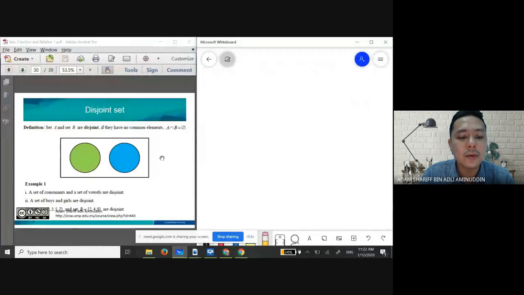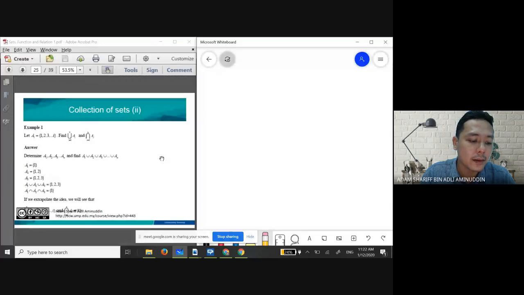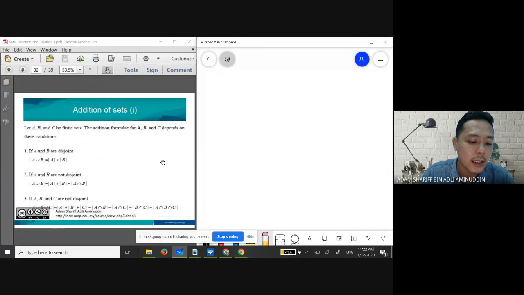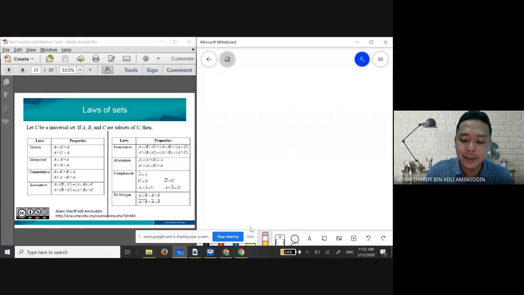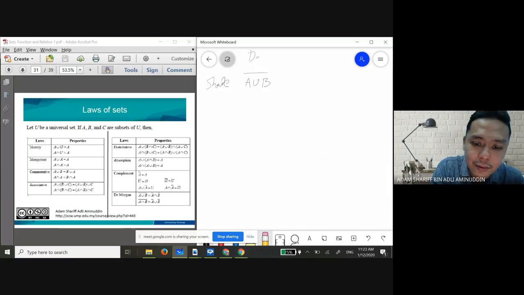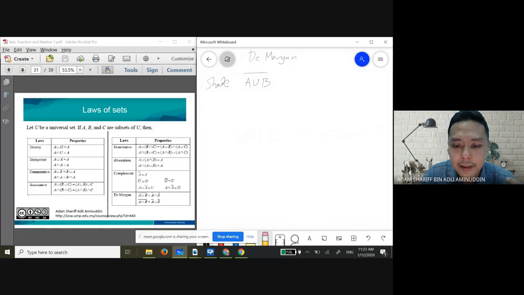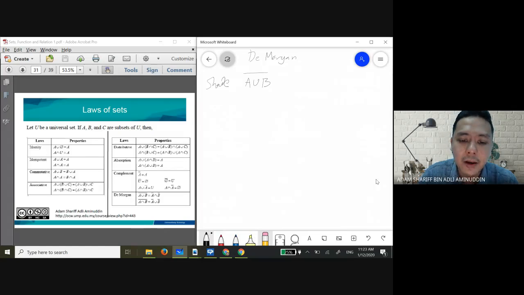Okay, on how to lorek apa? Shade the set. Contoh saya nak shade A union B complement. Okay, saya nak tunjukkan De Morgan saja. Tapi yang saya nak stress out di sini ialah about how to shade the region of A union B complement in the form of Venn diagram.